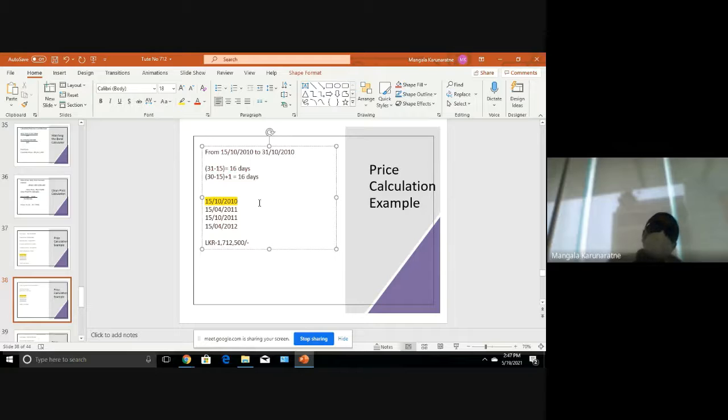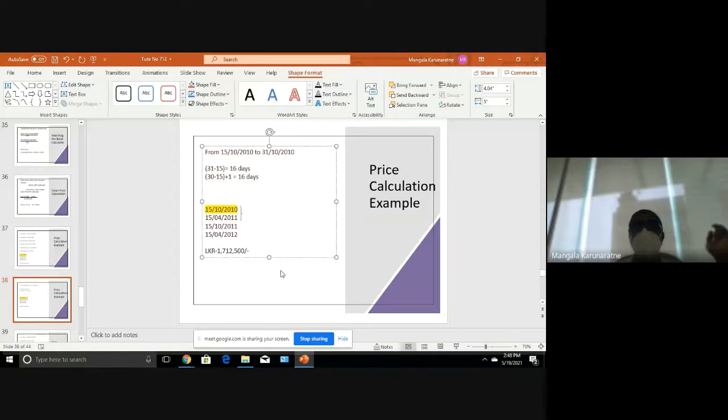Right? Everybody understood this? 16 days from the last coupon to the settlement date. How many days are in this current coupon? That also we need to calculate. Can someone calculate that? The current coupon starts on 15/10/2010 and goes up to 15/4/2011, right? Going up to 15/4. This is the current coupon, right?